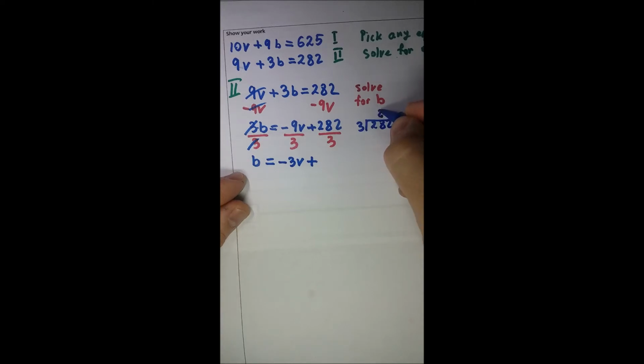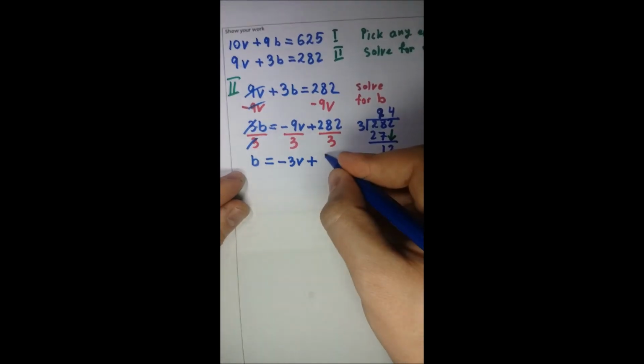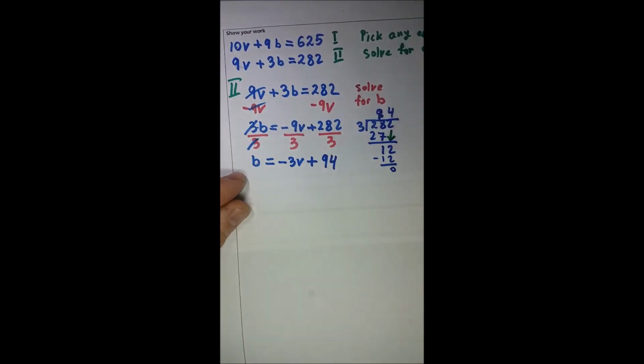Actually, it's 9 times, sorry. 9 times 3 is 27. 1, drop down to 2, is 12, okay? So how many times is 3 going into 12? 4. Minus 12, remainder is 0. So the answer is 94.